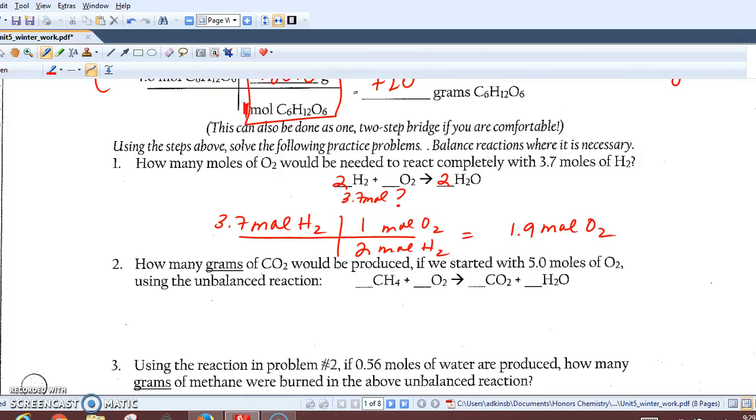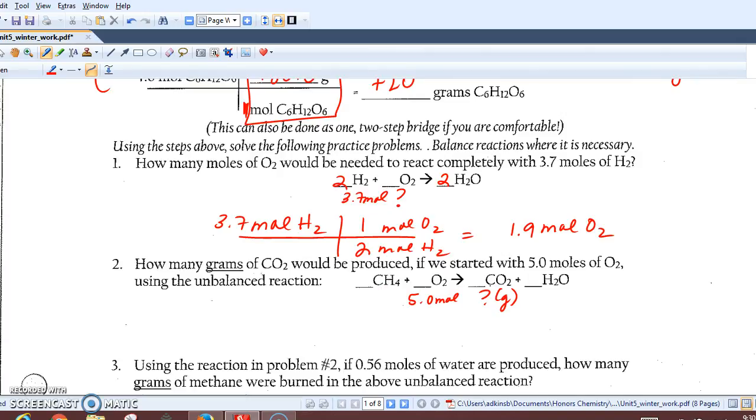All right, next question. How many grams of CO2, they want this in grams, would be produced if we started with 5 moles of O2? All right, again, this reaction's unbalanced. So this is a combustion reaction, and the easiest way to balance combustion reactions is alphabetically. So C, then H, then O. And if you end up with an odd number of oxygens, that's not going to work with an O2, so then you just come through and double everybody.